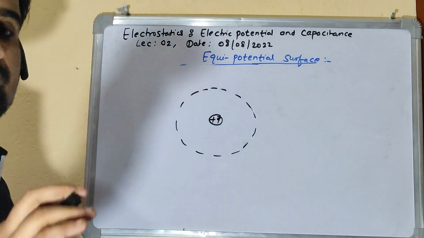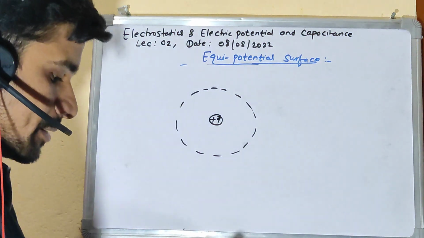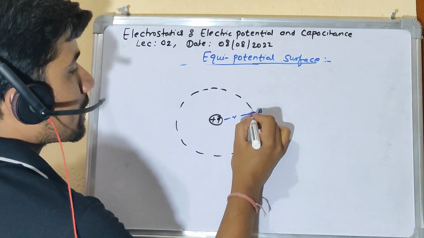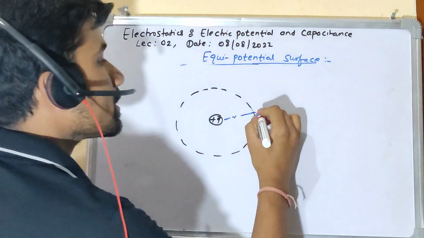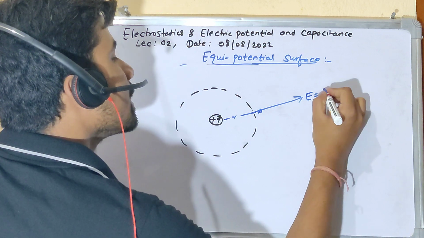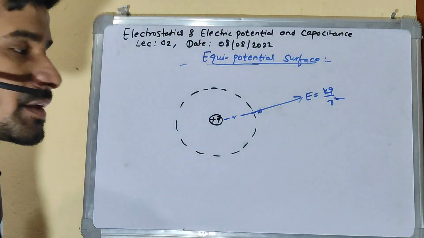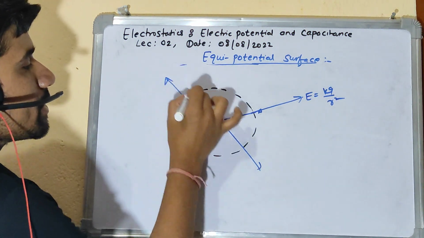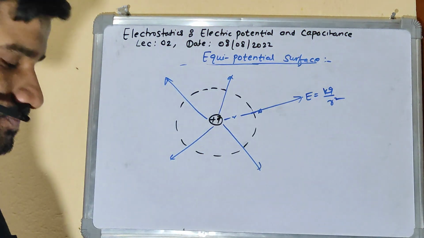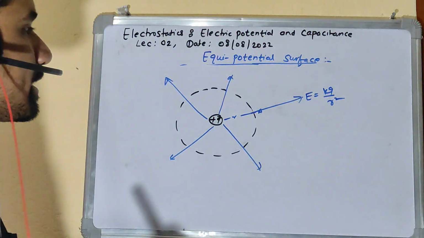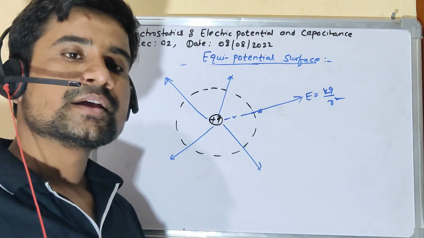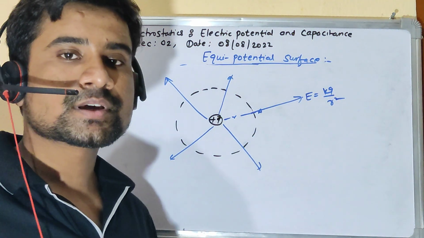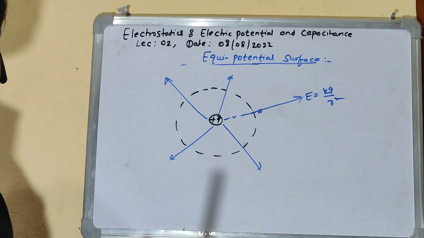Now if I need to find the electric field at any point on the circle, let's say this is a point A at a distance r. What is the direction of electric field here? It will be in this direction, with magnitude kq by r square. At any point, the electric field is radially outwards, perpendicular to the surface. So can I say that the electric field is always perpendicular to these equipotential surfaces? Now let's understand analytically why.